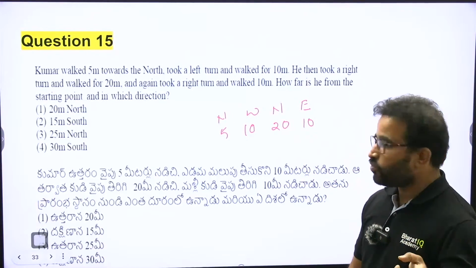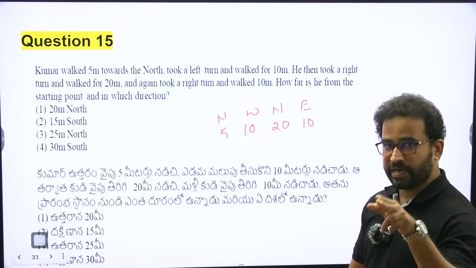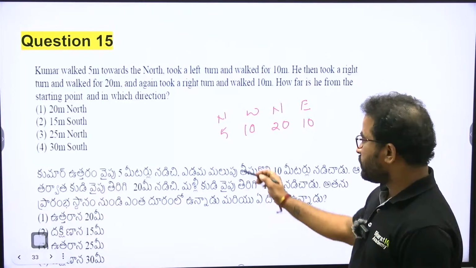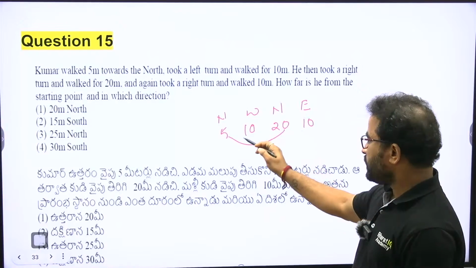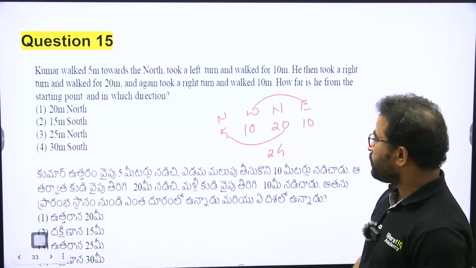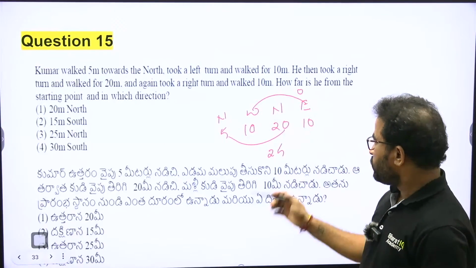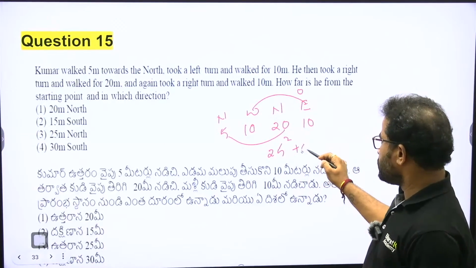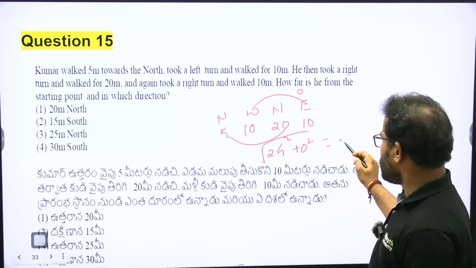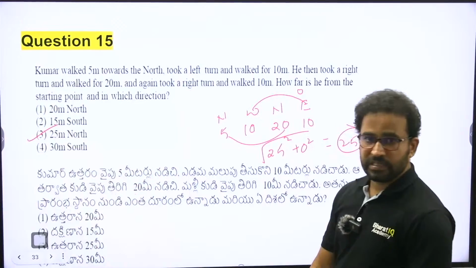East and west is one group, north and south is another group. For north and south, you can take south as a minus value and north as a plus value. The difference is nothing but 25 north. East and west are opposite directions, so you need to take the difference, which is 0. So 25 square plus 0 square under root, which value are we getting? 25 only. So how far is he from the starting point? 25.